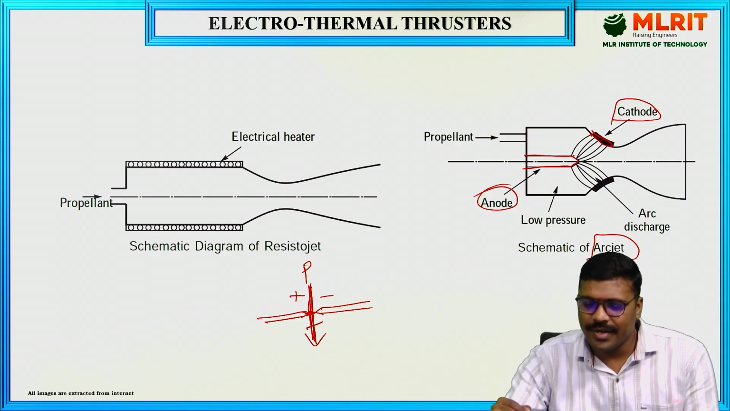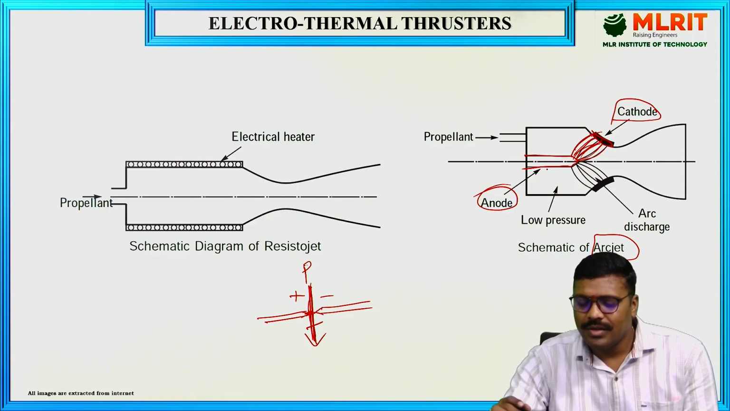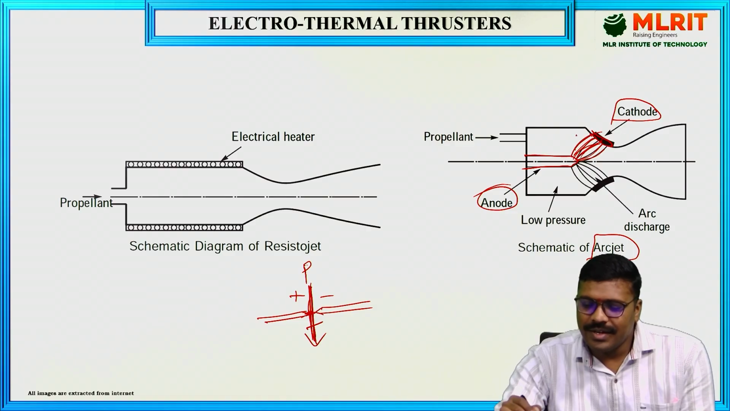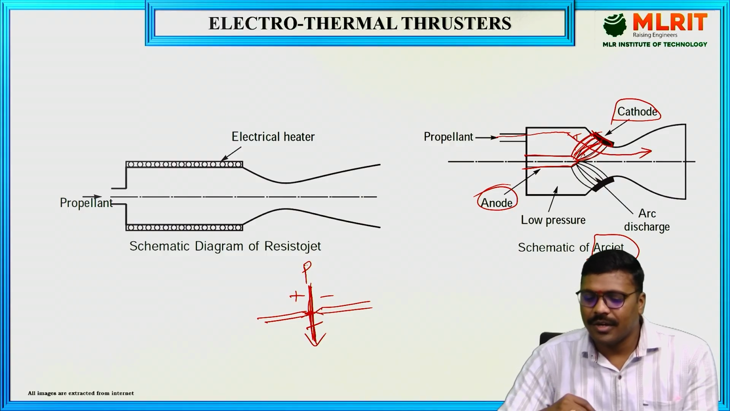Because of that, you can see electrical arcs are generating. These are the electrical arcs. The electrons are jumping from the anode to the cathode. Because of this, high temperature will be developed here. So the propellant is sent through the propellant feed system and is passed through the electrical arc.